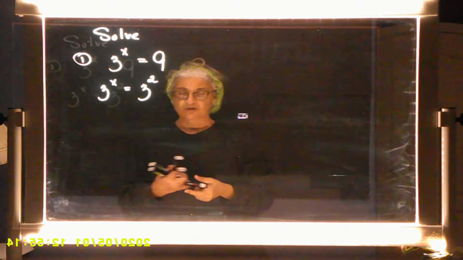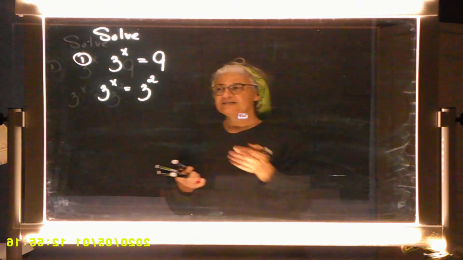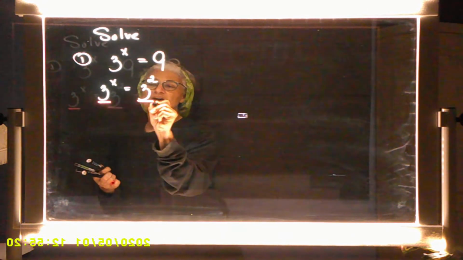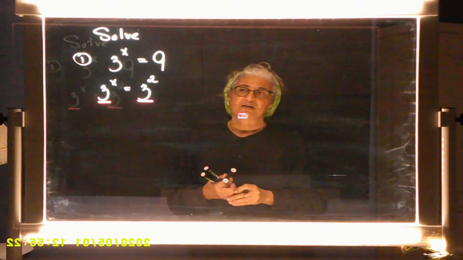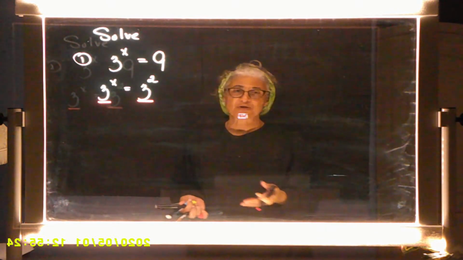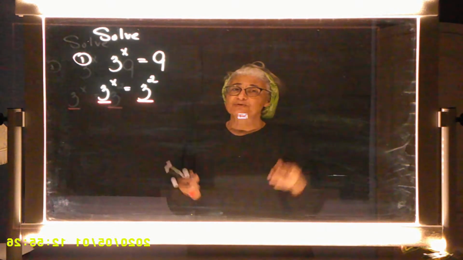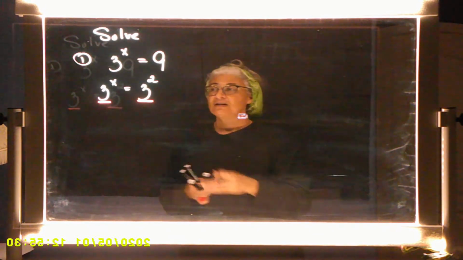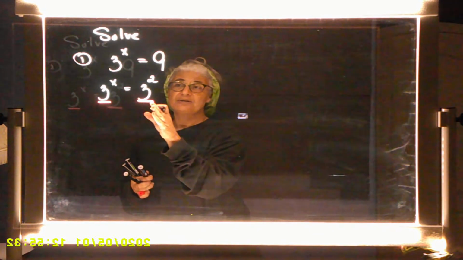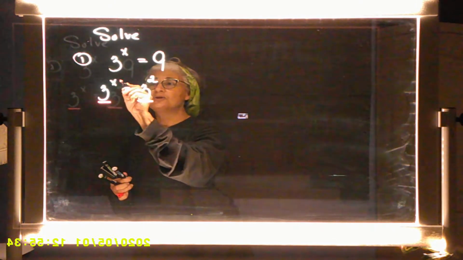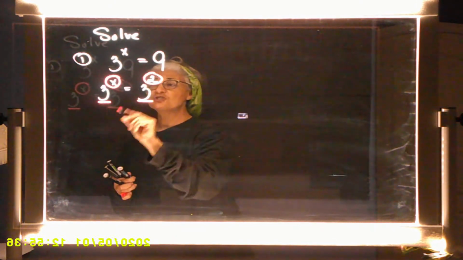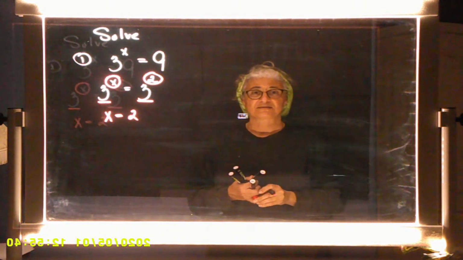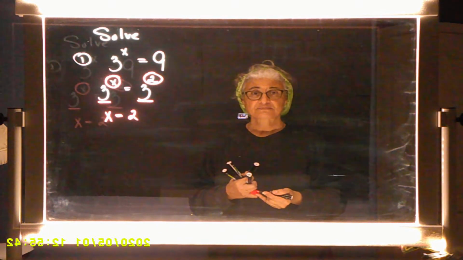Agreed? Well, if these two sides are supposed to be equal, and the bases are already equal, then the exponents don't have a choice. The exponents must also be equal to each other. Are you with me? If the bases are already equal and these two sides are supposed to be equal, then these powers don't have a choice. X must be equal to 2 in this case. Are you with me? Okay.